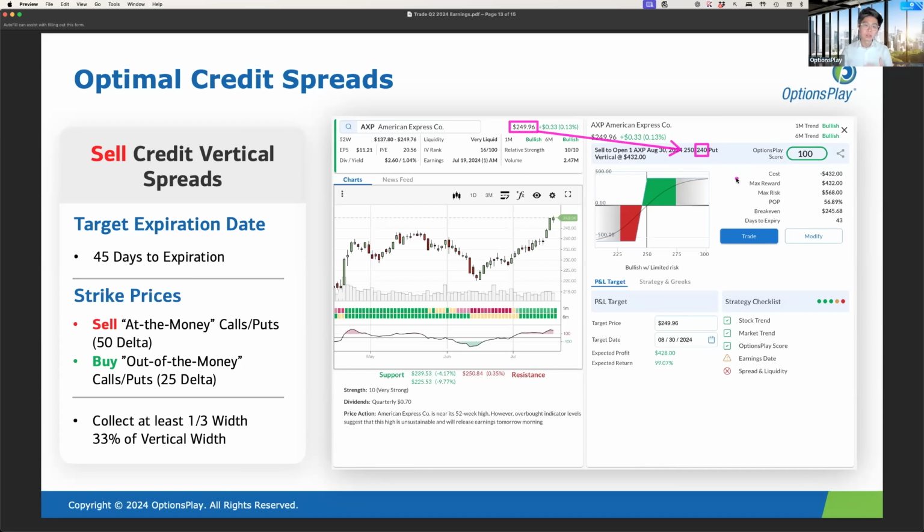You have defined risk. These are usually about a 1.5 to 1 risk reward ratio. So for every $1 you can potentially make, you're risking roughly $1.50 on the back of it. But these are ones that typically have a much higher probability of success. So if you can get that directional view correct, even if it doesn't move at all, you're going to be able to capture a pretty significant portion of the maximum gain of these types of strategies.